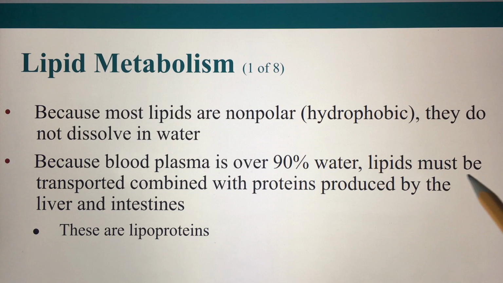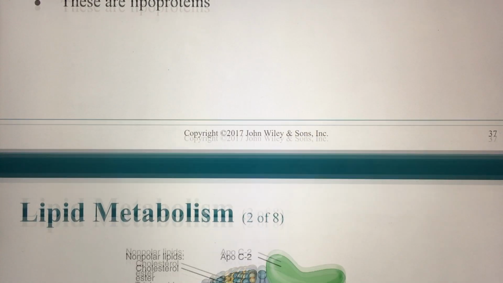These lipids must be transported combined with proteins produced by the liver and intestines. So the lipids in the blood are combined with the proteins that will need to transport them through the blood, and these are called lipoproteins. The proteins produced by the liver and intestines are special proteins that transport lipids in the blood.